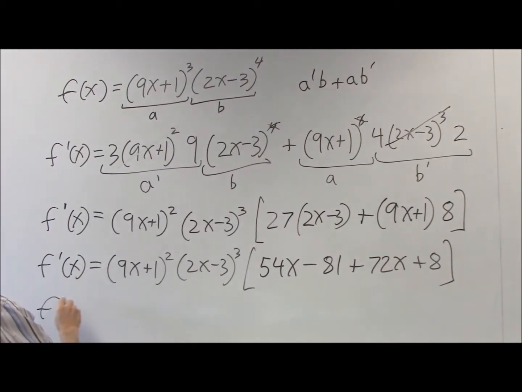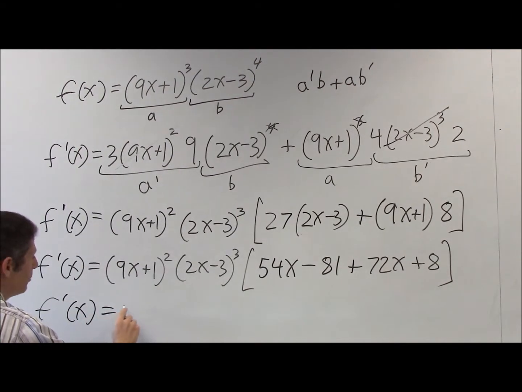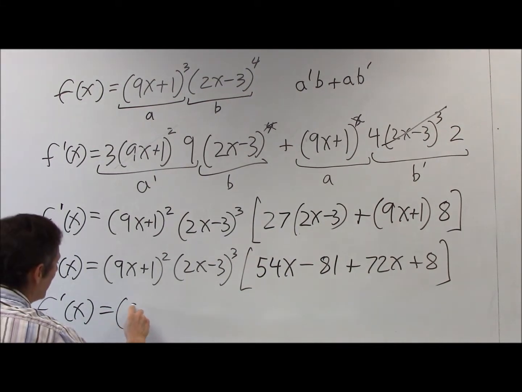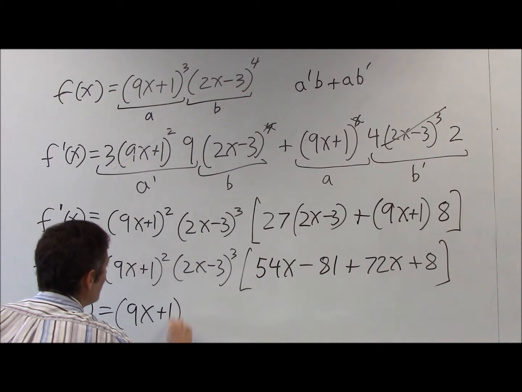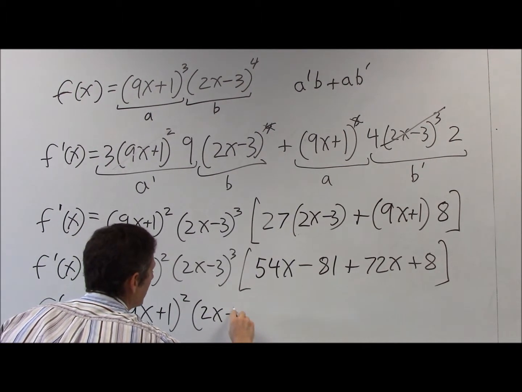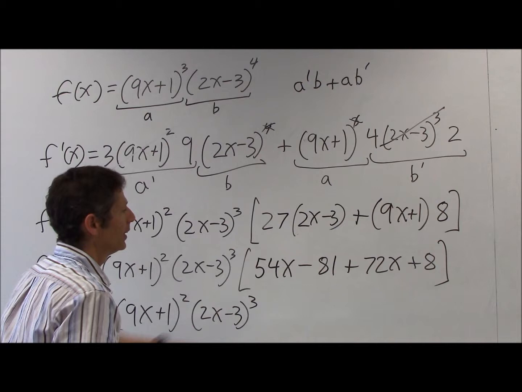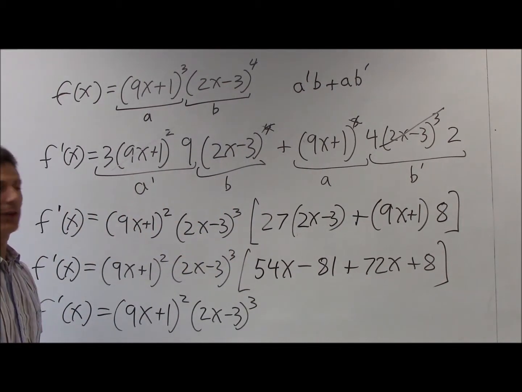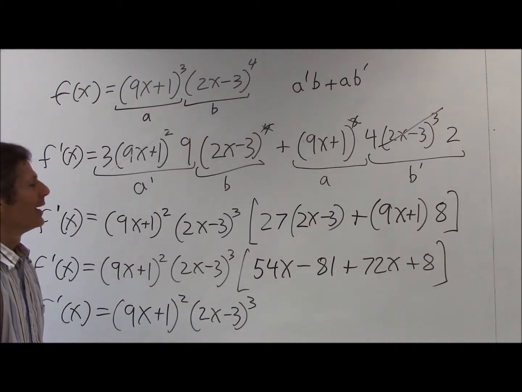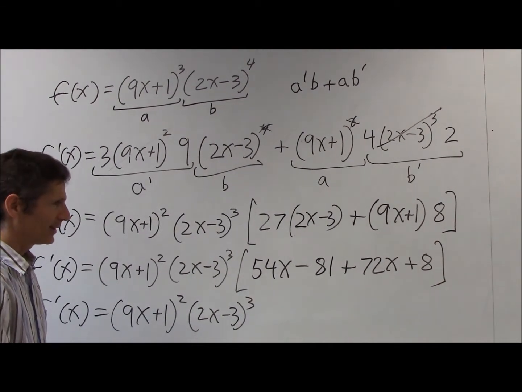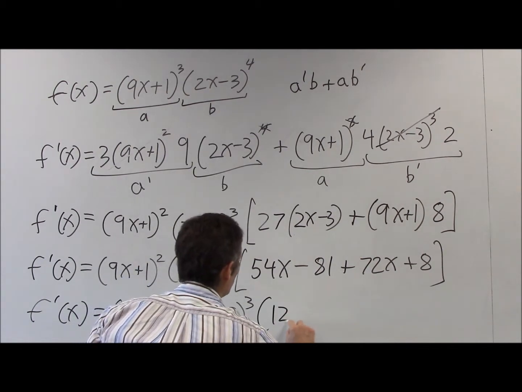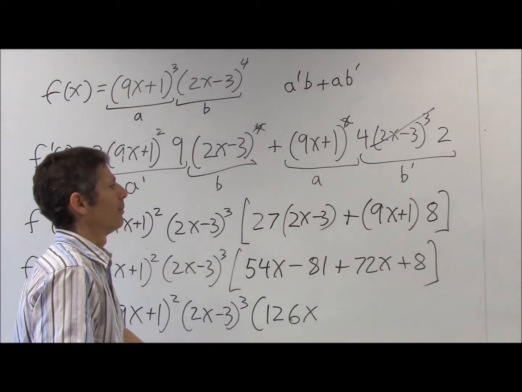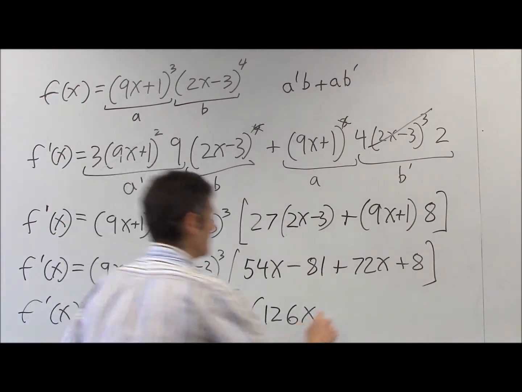I think I'm just about done here. So that's (9x plus 1) squared (2x minus 3) cubed. Adding 54x and 72x gives 126x. And minus 81 plus 8 is minus 73.